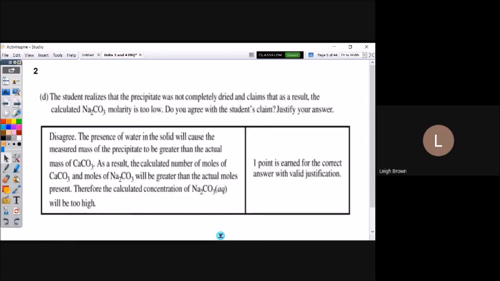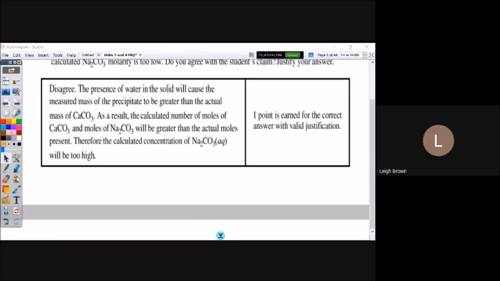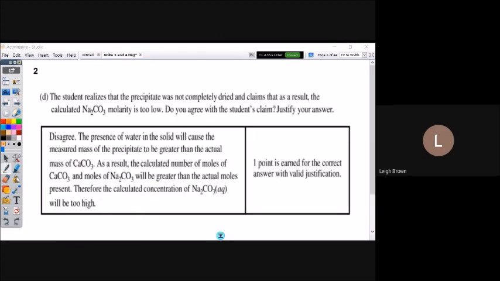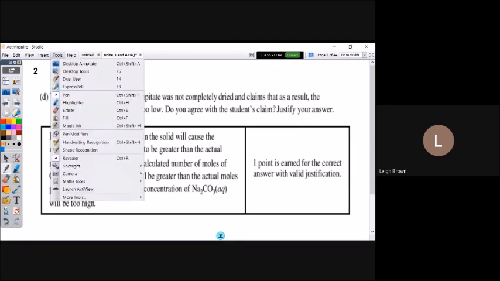Part D, and there's the answer. Sorry, that wasn't supposed to be covered. All right. Let me see if I can fix that. My little revealer tool is, anyway, I think you've already seen it, so it was all covered before.